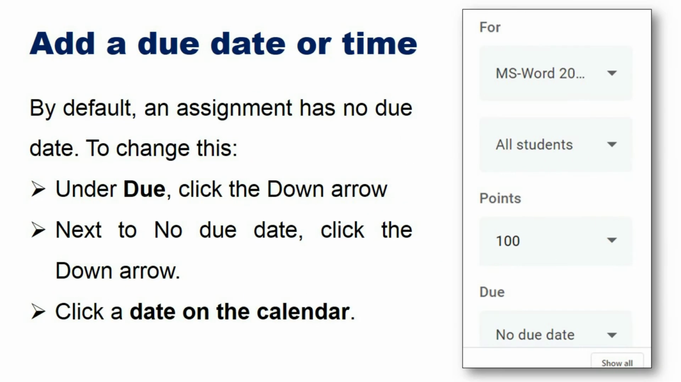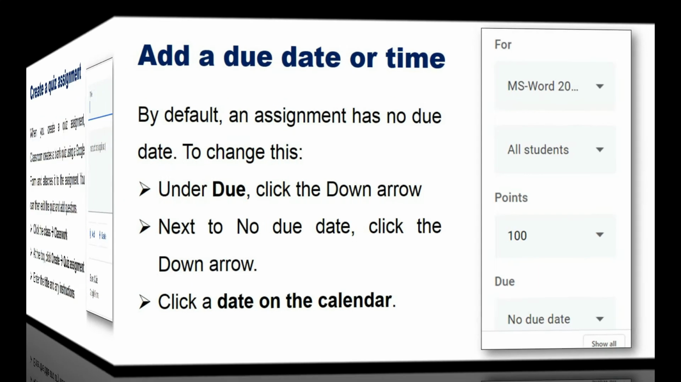Add a due date or time. By default, an assignment has no due date. To change this, next to No due date, click the down arrow. Click a date on the calendar.